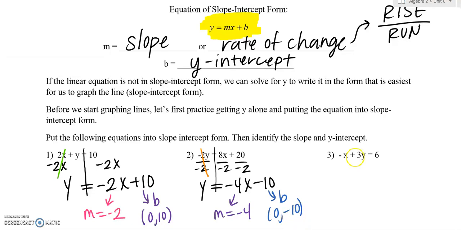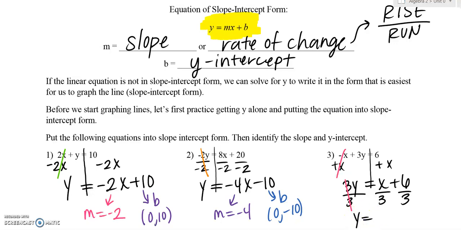Problem 3, solving for y. Separate that out. First thing I should do is add x over. I'm going to have 3y is equal to x plus 6. And again, I'm just staying consistent, always putting my x term first. Then I have to divide every single thing by 3. Okay, and that's going to leave me y by itself.